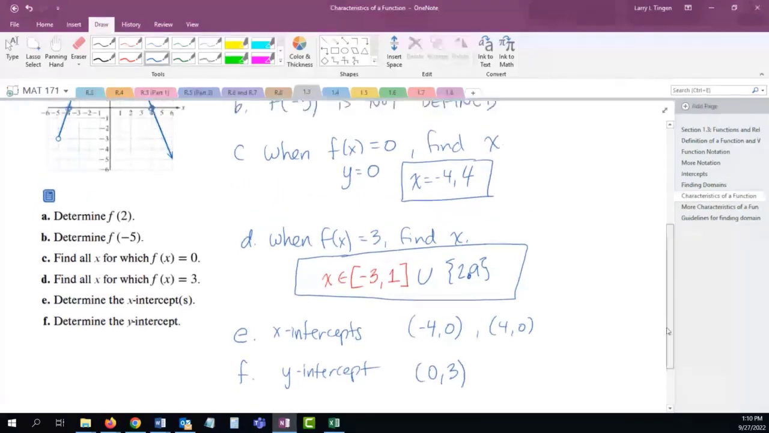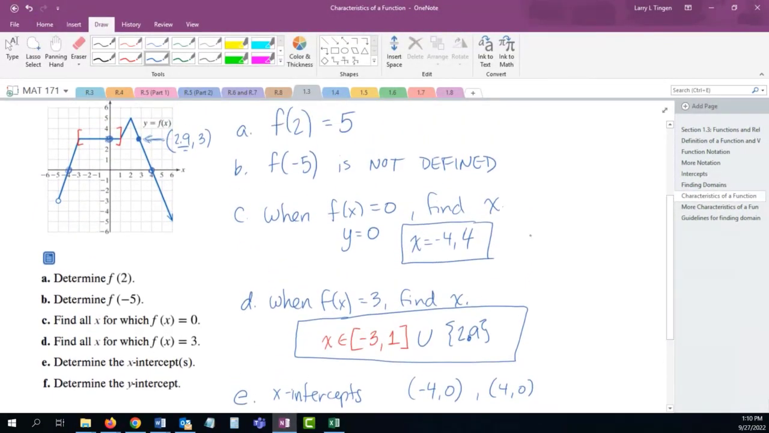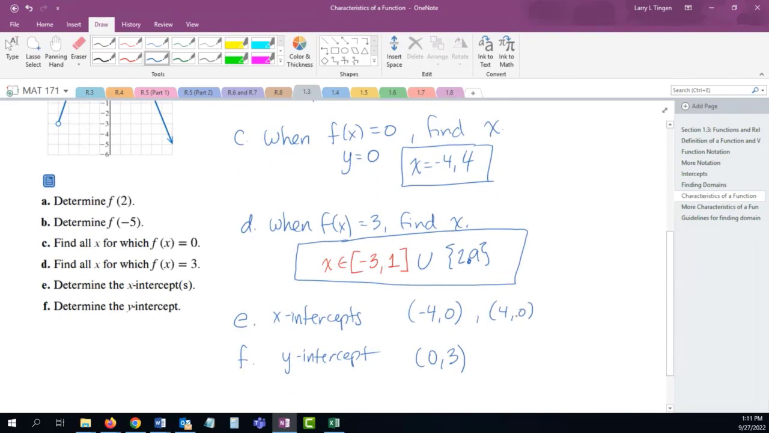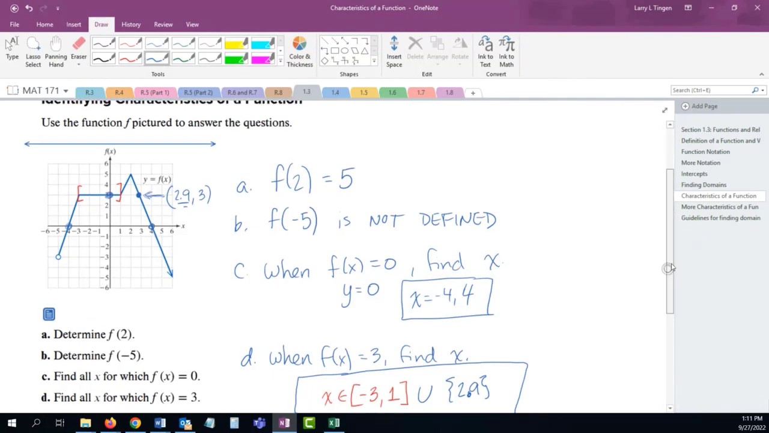And then the x-intercepts and the y-intercepts all correspond. The x-intercepts correspond to when f of x is 0, because whenever I have an x-intercept, my y is always 0. My y-intercept always corresponds to when x is 0. So we let x be 0, and we find that y is 3. But notice I don't have an equation for this function. I just have a graph. So we can't do this algebraically.